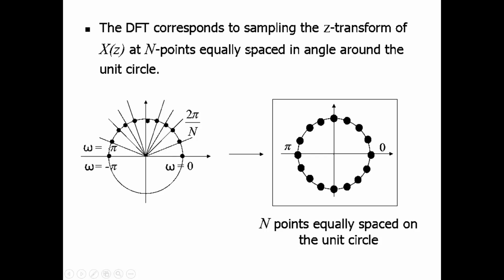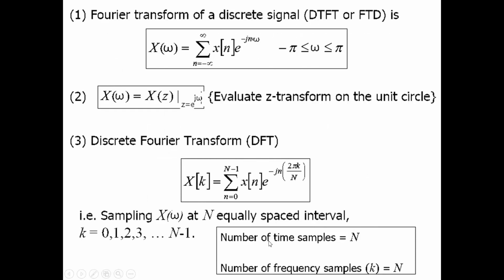The DFT corresponds to sampling the z transform X(z) at N points equally spaced in angle around the unit circle. All right. So that is why we get here this factor e to the power minus j n 2 pi k by N, where 2 pi by N is a division factor, and k is a multiple which explains the different frequencies. K will vary from 0 to capital N minus 1.